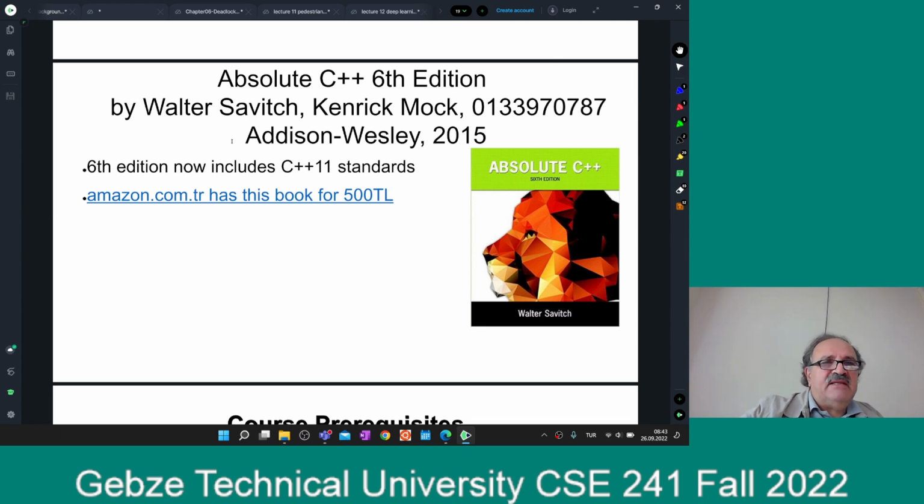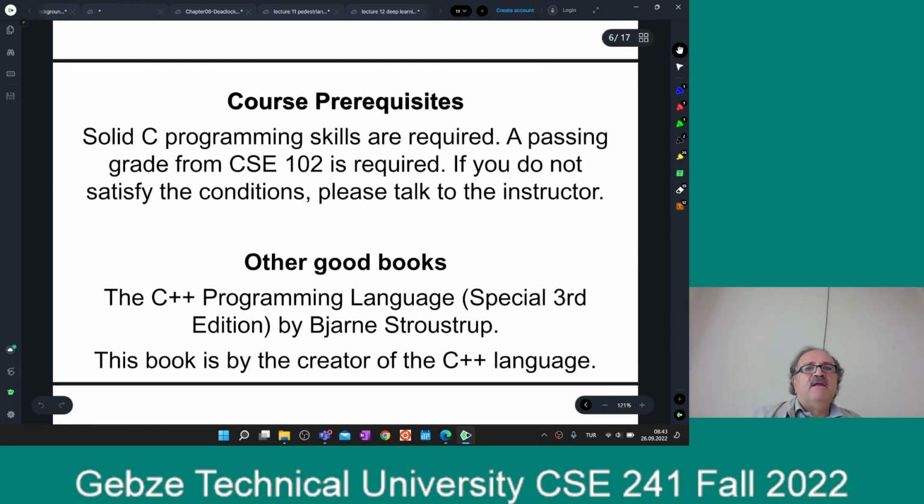Again, these slides are available on our Teams page, and you can copy and paste this title into your search. For the course, as you know, this is the continuation of the programming course that you took last semester, CSE 102 C programming. The name of this course is not C++ programming. This is object-oriented programming, okay?